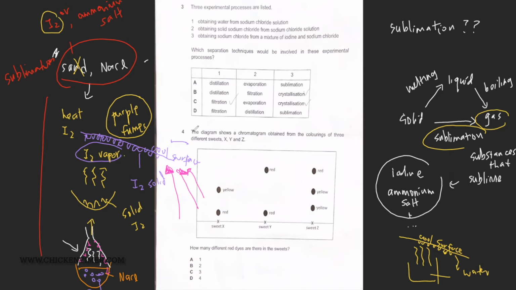So once you have this inverted filter funnel, you keep on heating until no more vapor forms, right? Then you can take out the inverted filter funnel and scrape off all the iodine solid that is on the funnel. Whatever remains inside the evaporating dish will be sodium chloride. So you will have one container of sodium chloride, the other container with iodine. This is the sublimation process for separation techniques, not the change of state.